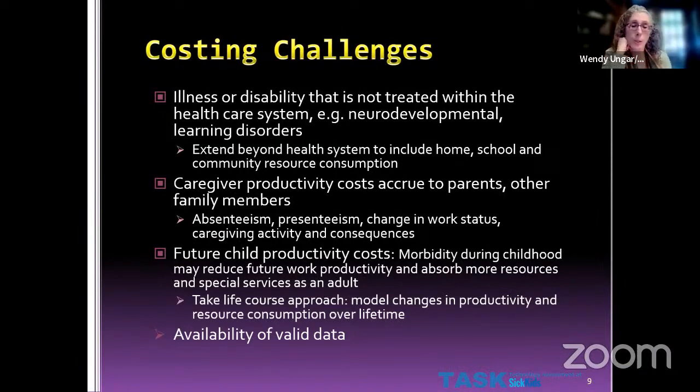The other thing we tend to ignore, which I think we can do a better job of, is considering future child productivity costs, even for conditions that are not chronic, even for conditions that occur mainly within the child years that may have downstream consequences for a child's ability, when they're an adult, to participate in the workforce and be productive. So we want to be able to take a life course approach as much as we can. This is all a bit of a wish list, because in the end, it really comes down to not only what data do we have available, but are the data valid?